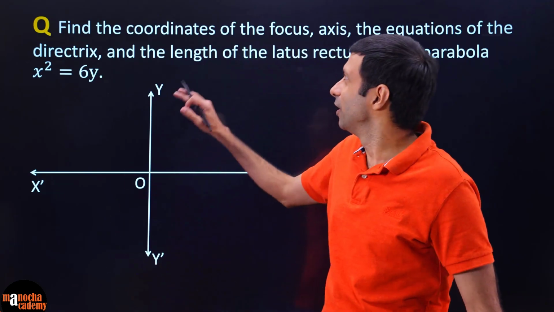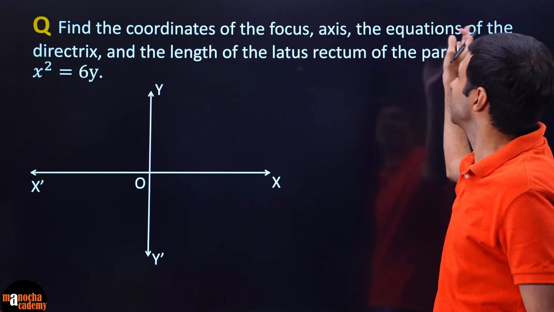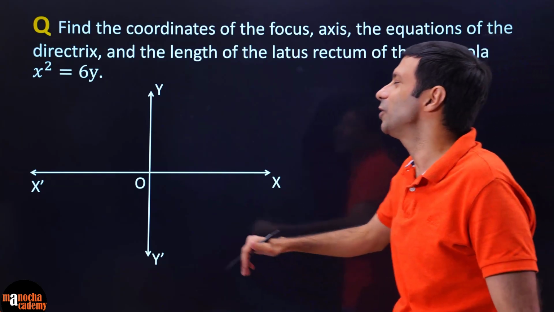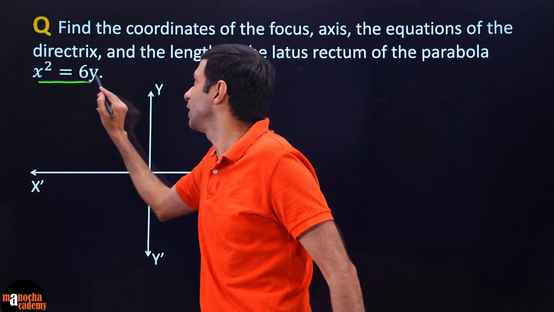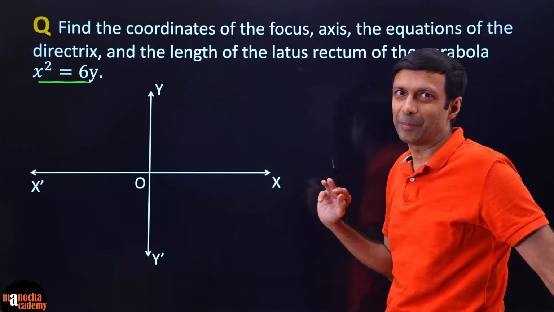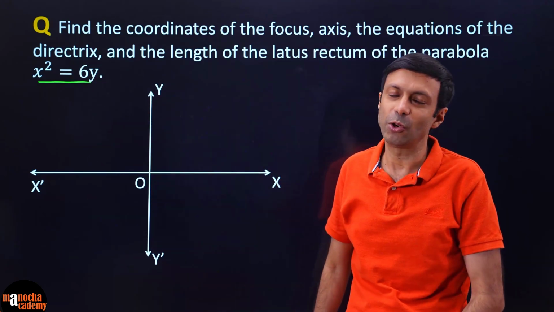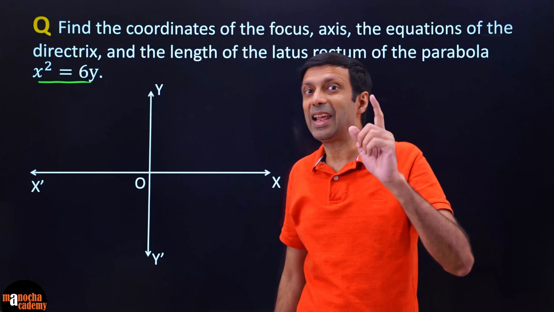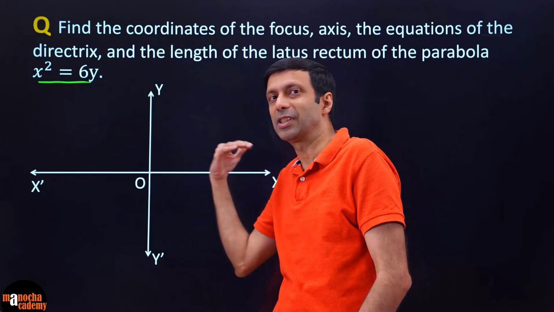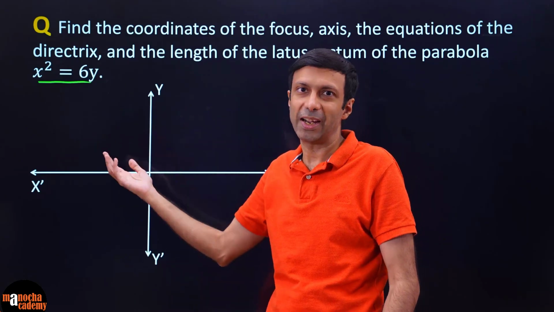So what's our question? Again, we need to find the coordinates of the focus, right? The axis, the equation of the directrix, the length of the latus rectum, and so on, for this parabola x square equal to 6y. So the secret is here. And of course, you're drawing your diagram. So can you guys tell me which type of parabola it is? x square equal to 6y. So you can see it is x square. That means it will lie about the y-axis. It will have positive and negative x values, right? So it will lie about the y-axis.